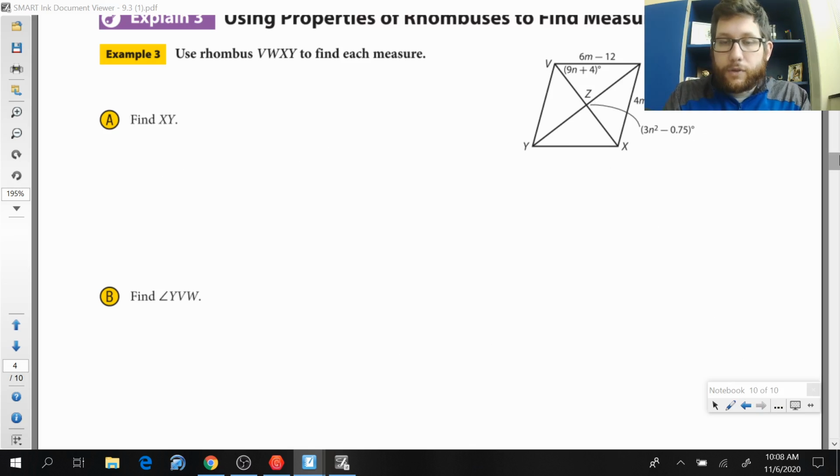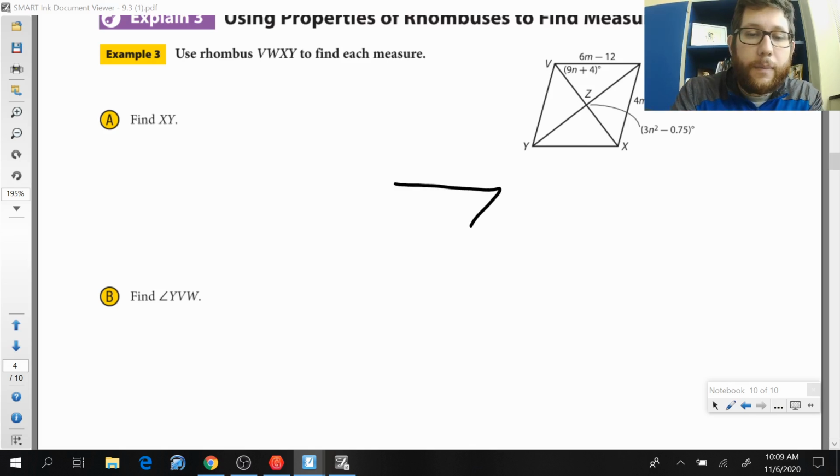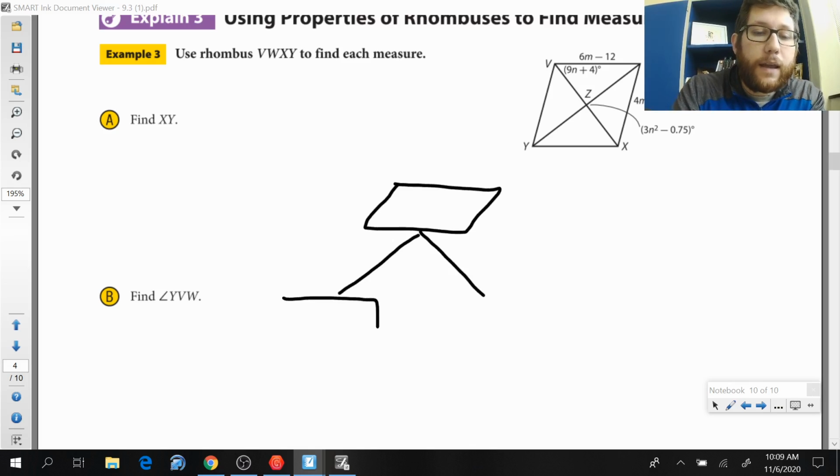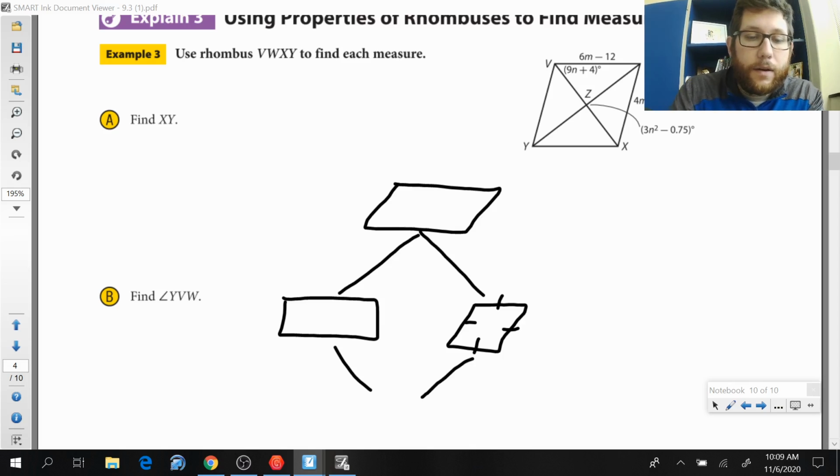All right, so we've talked about rectangles and rhombuses. Remember, in our chart here, we've got a parallelogram, and if I have equal angles, I get a rectangle. If I have equal sides, I get a rhombus, with all equal sides. Now, if a rectangle with equal angles and a rhombus get together, we end up with a square. So we're going to talk about our square properties here.